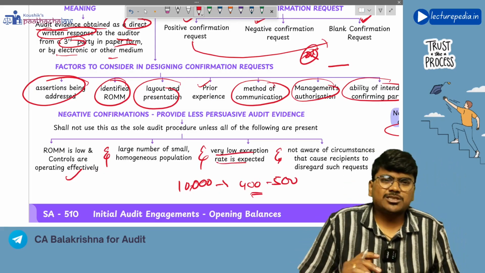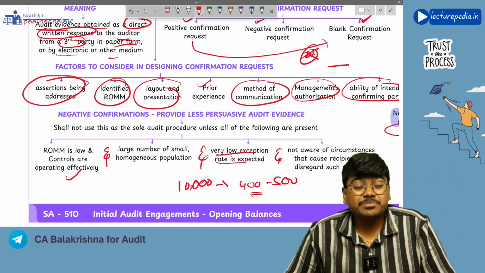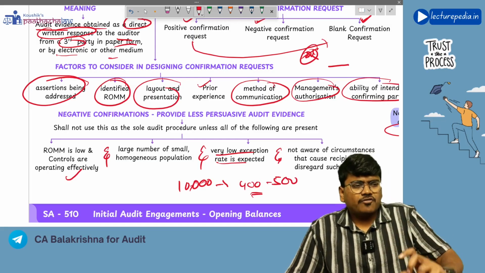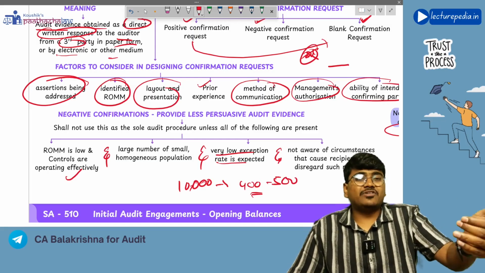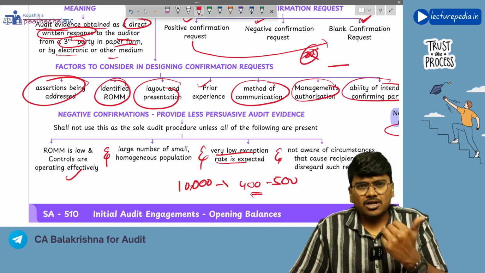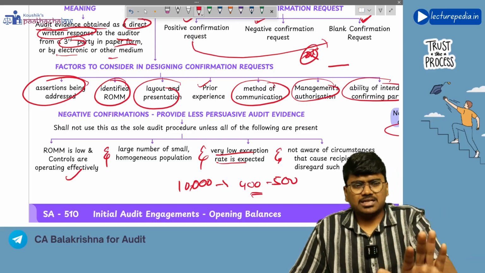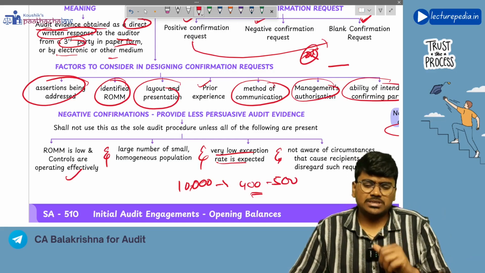Next, a very low exception rate is expected. Exception rate means the chance of occurrence of misstatement is very low. Understanding, this situation also should be present to use negative confirmation request.